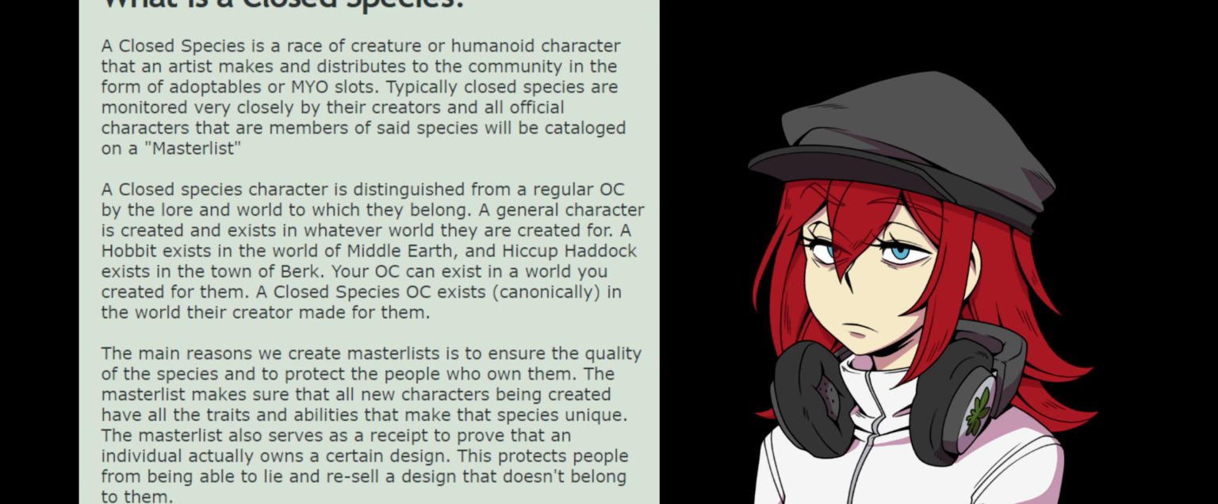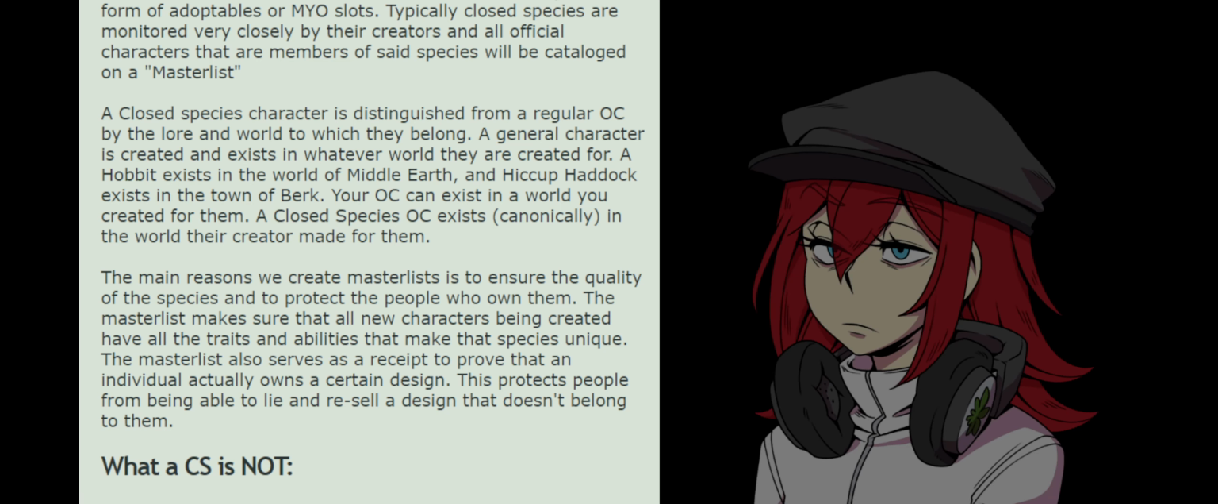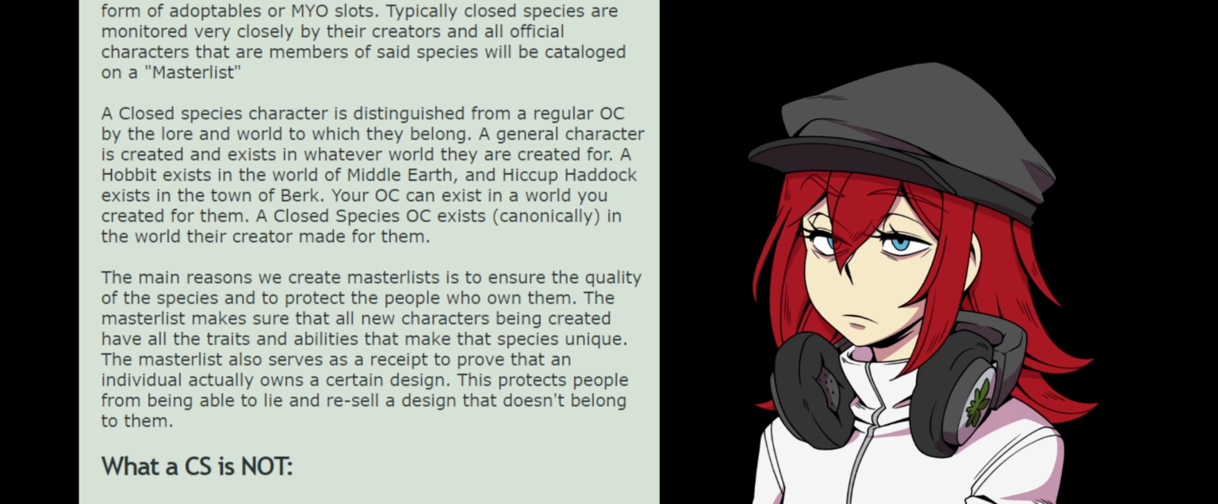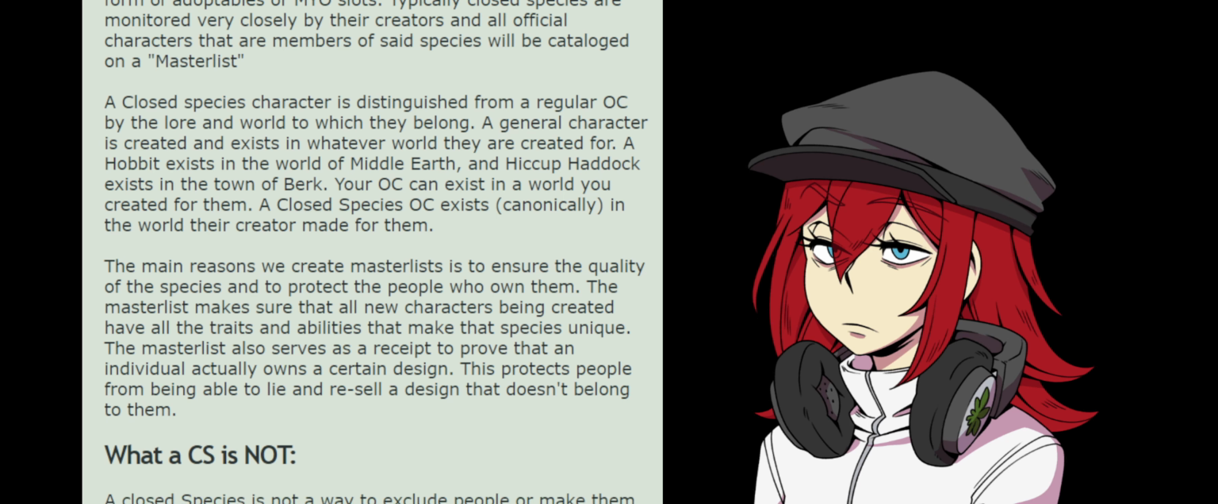The main reasons we create master lists is to ensure the quality of the species and to protect the people who own them. The master list makes sure that all the new characters being created have all the traits and abilities that make that species unique. The master list also serves as a receipt to prove that an individual actually owns a certain design. This protects people from being able to lie and resell a design that doesn't belong to them.